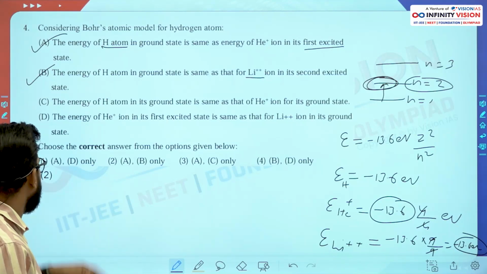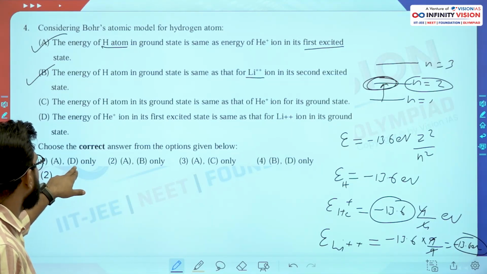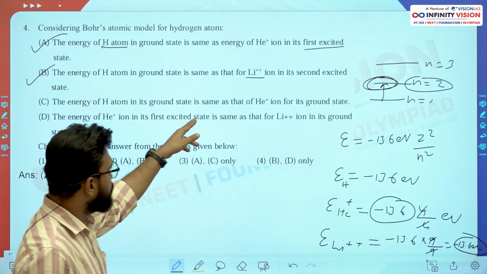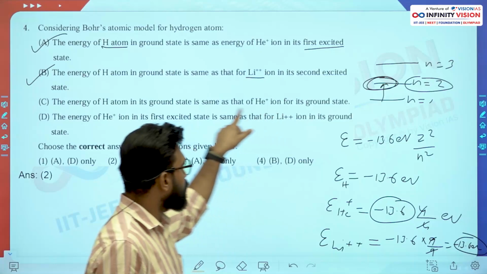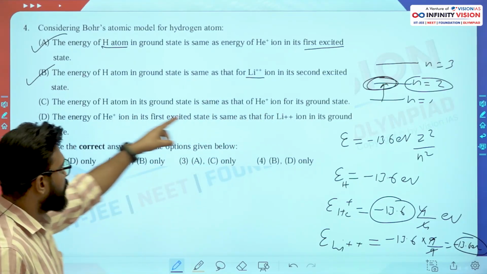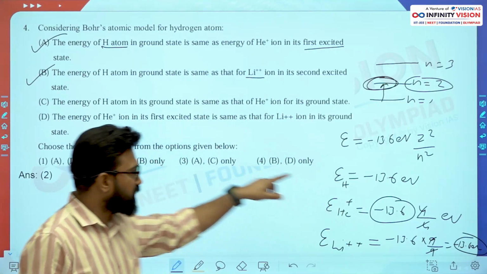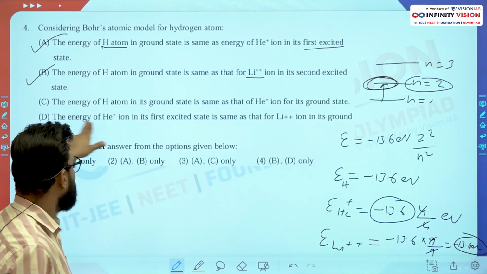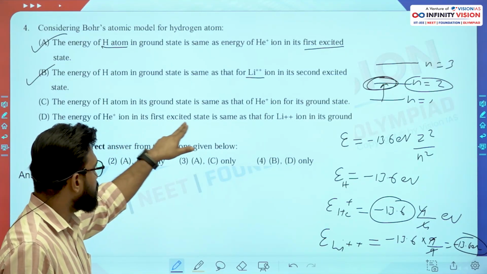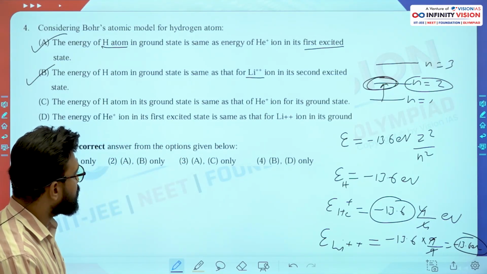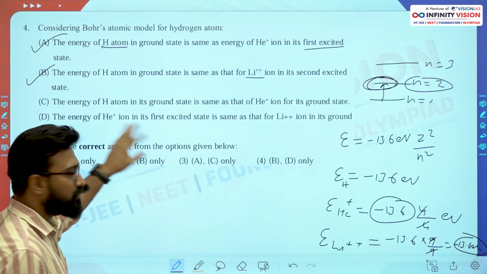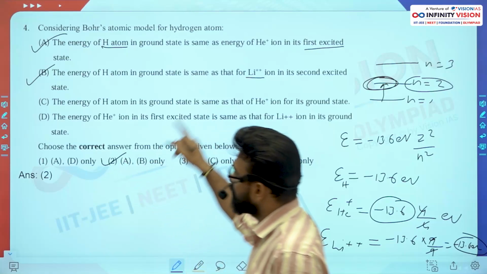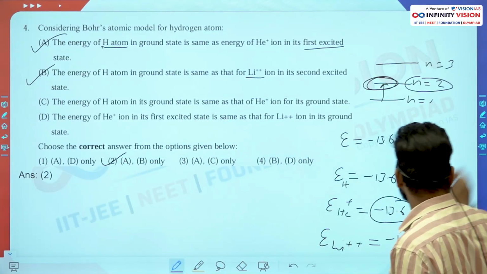Next, the energy of the hydrogen in the ground state is the same as that of the helium plus ion in the ground state. This is incorrect, because for helium it should be the second excited state which has the same energy as that of hydrogen atom. The helium ion in the first excited state is the same as that of the lithium plus in its ground state. No, this is also not correct. So the only options that we are getting are A and B. So both options are correct.